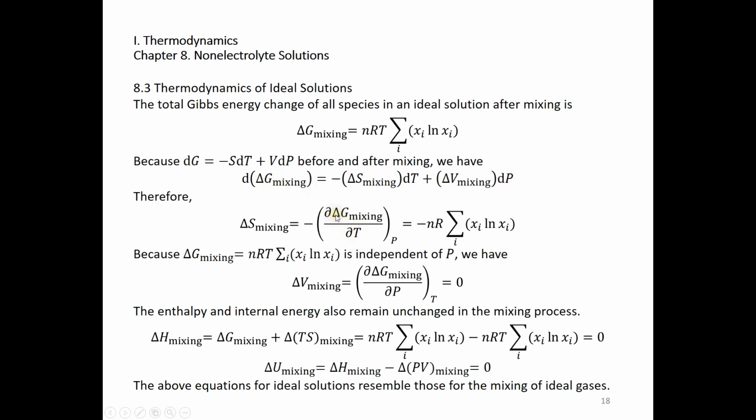So it's the first derivative of delta G mixing with respect to temperature at constant pressure. And we plug in this expression over here. We can see this is proportional to the temperature. The proportionality is over here, nR times the sum. Over here we have nR multiplied by this sum of xi ln xi. We do need to copy this negative sign here.